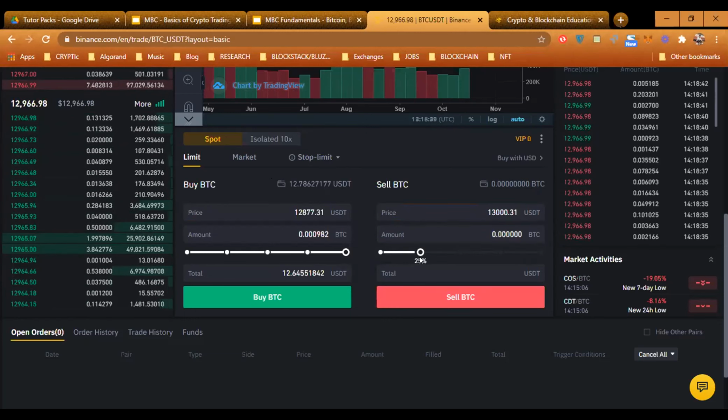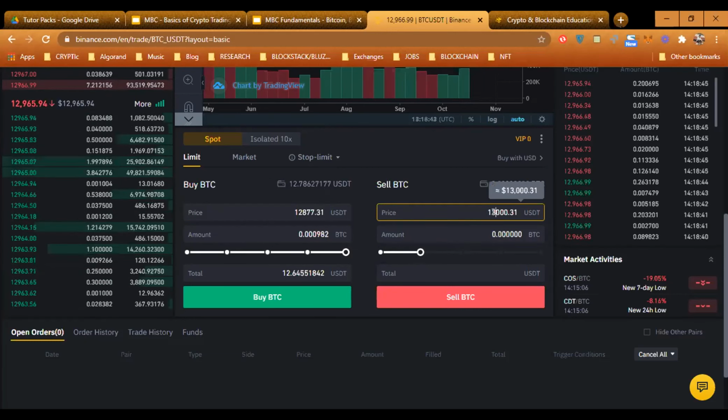I can say, okay, I'm going to sell my BTC. No, when it goes up, sorry. Right now it's at 12,900, so maybe I want to sell it at 13,000. I'm thinking that the market would increase, the price of BTC would increase.